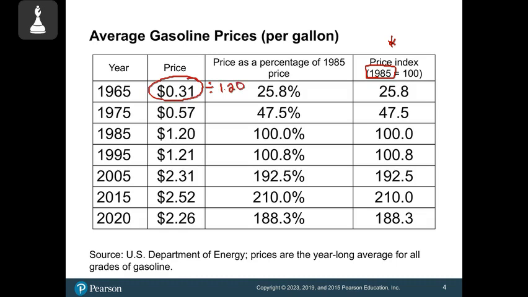So you get 25.8, which is 25.8% of the 1985 value. And that means your price index is 25.8. And that is how they did this for every single one of them. Take the price in question divided by 1.2 and then times by 100. You should get 47.5. 1.2 divided by 1.2 times by 100 is going to give you 100. All the way down. You can go ahead and check that these last ones do give you the values on the right here, but I'm going to tell you it does work.